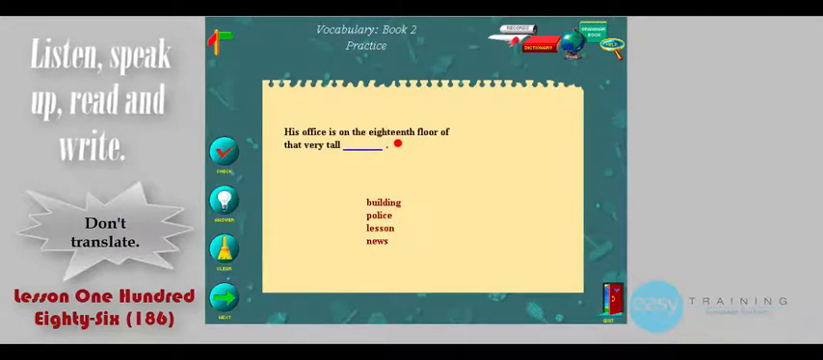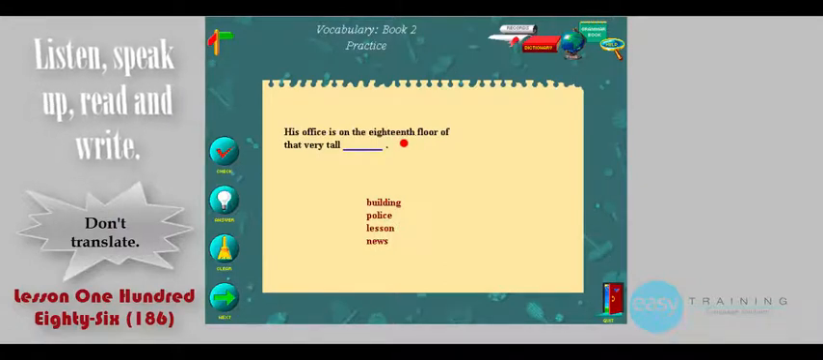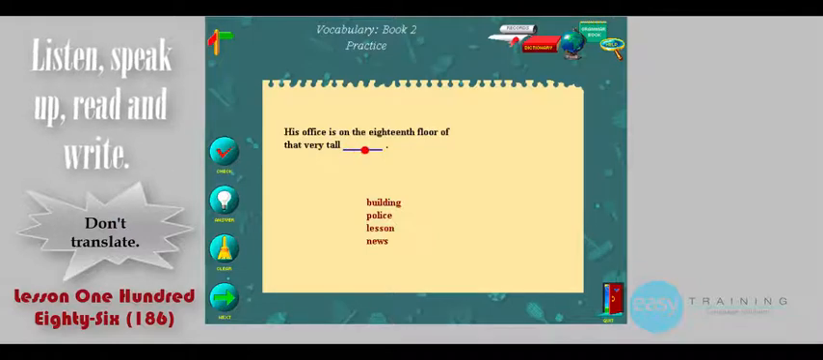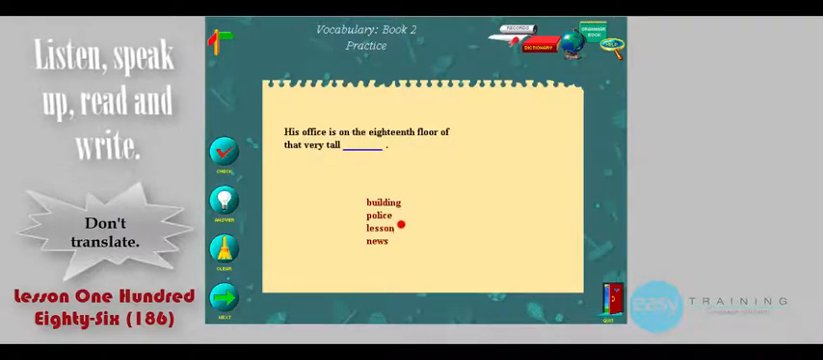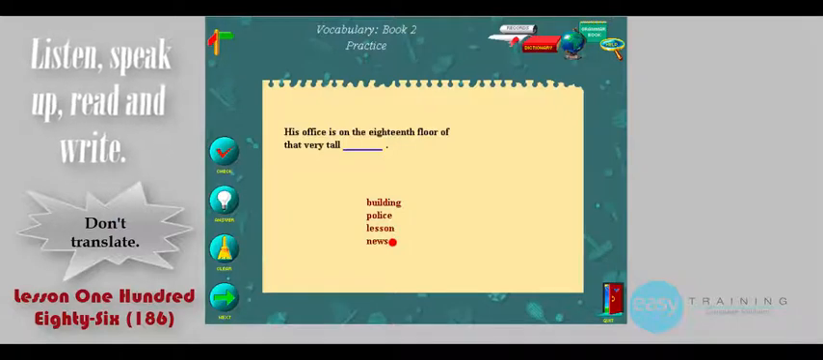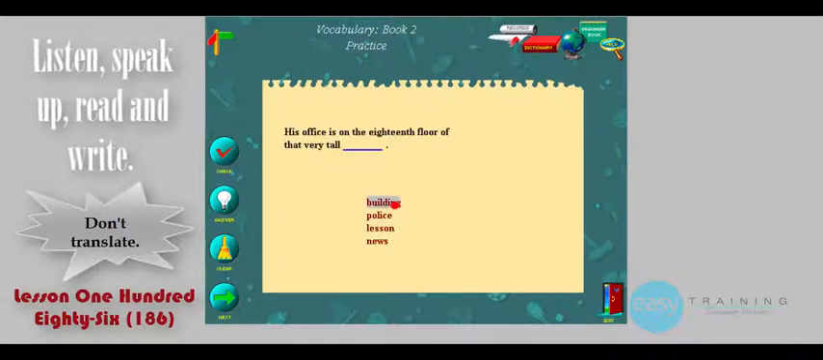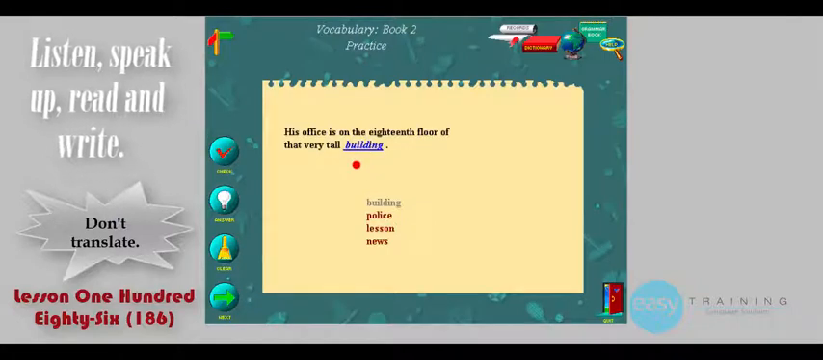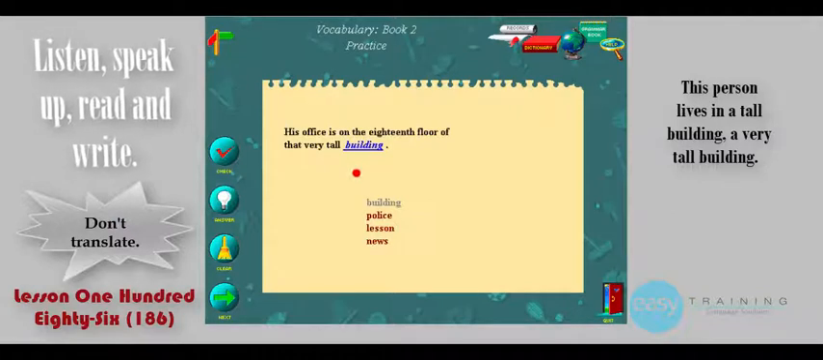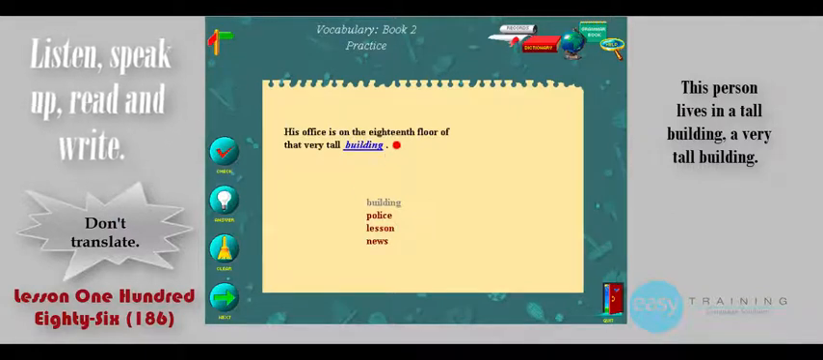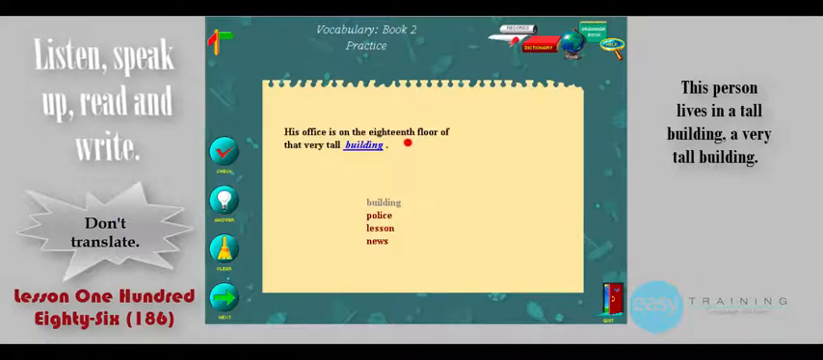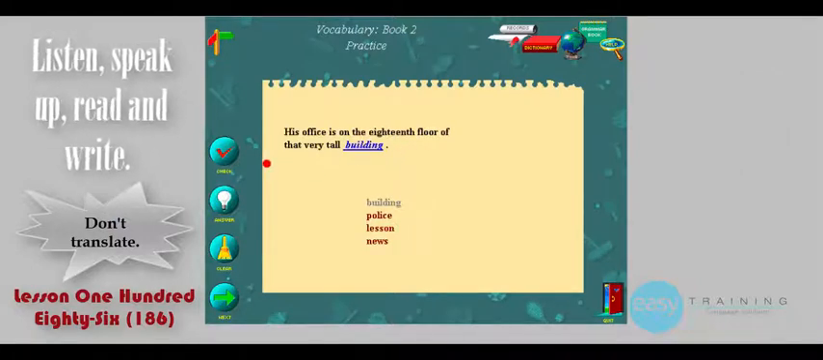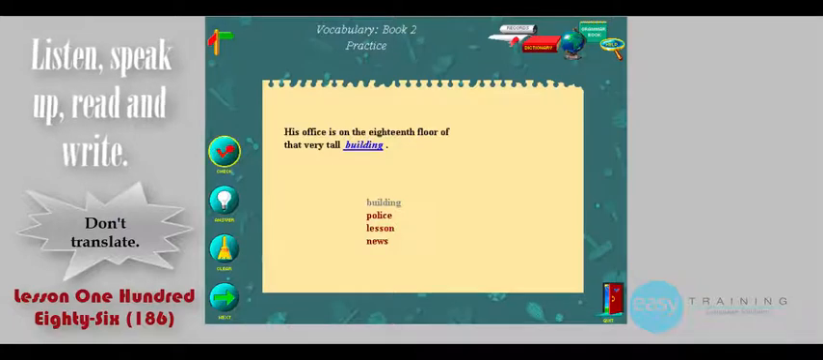His office is on the 18th floor of that very tall blank. Very tall building, please, lesson, or news? Well, the right choice here is building. This person lives in a tall building, a very tall building, it reads here. And they live on the 18th floor. The 18th floor of a very tall building.